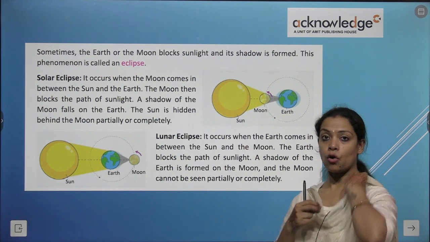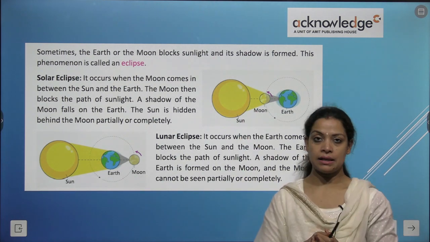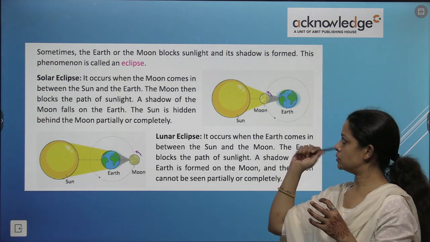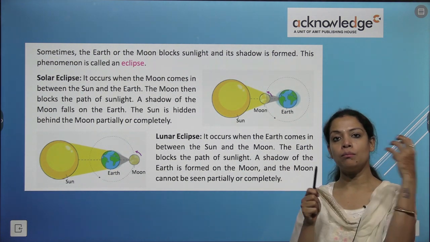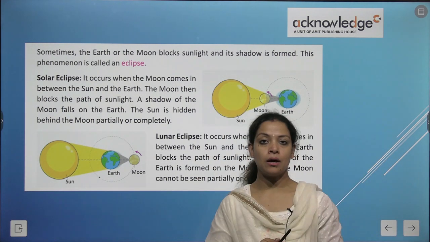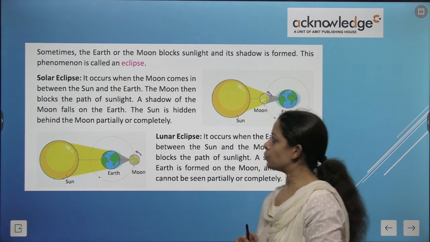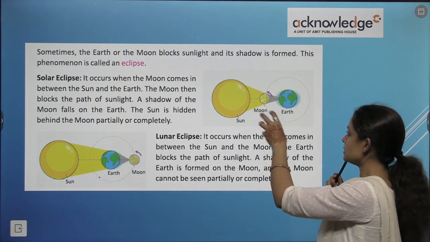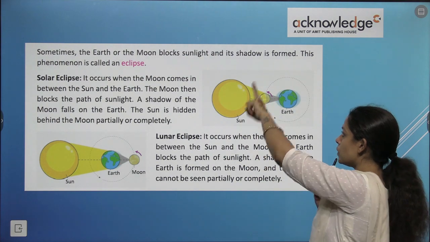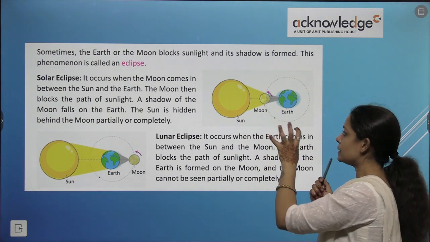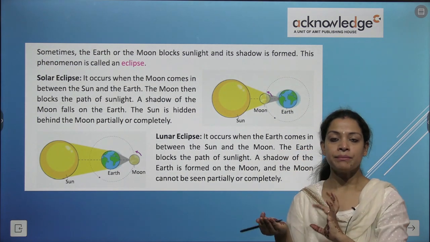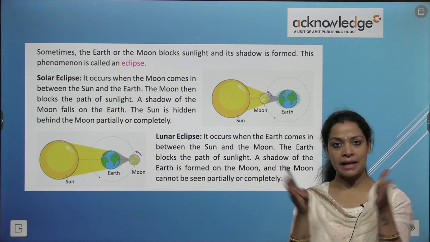Sometimes the earth or the moon blocks sunlight. So what happens? Sometimes ये earth और जो moon है वो sunlight को block कर देता है and shadow is formed. This phenomena is called an eclipse. So here you can see this is sun, this is earth revolving around sun, moon revolves around earth. So there's a time when earth or moon together, either of them, they block the light of the sun.